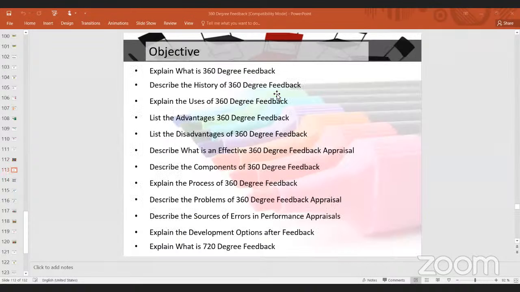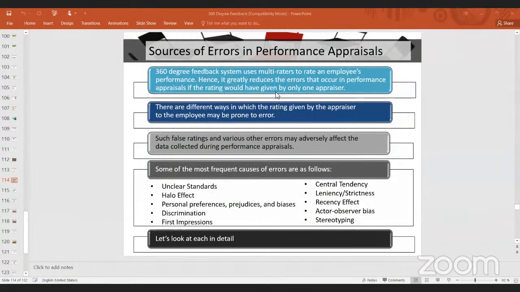So we continue to the next objective as we conclude. These are the sources of errors in performance appraisal. I hope you can hear me. Yes, loud and clear. Thank you. So these are the errors, and this is more of a summary of what we've been going through in terms of the discussions that we've had. So the errors that we may have in the performance appraisal, I believe we are well aware of or have really discussed them. So we can look at them.